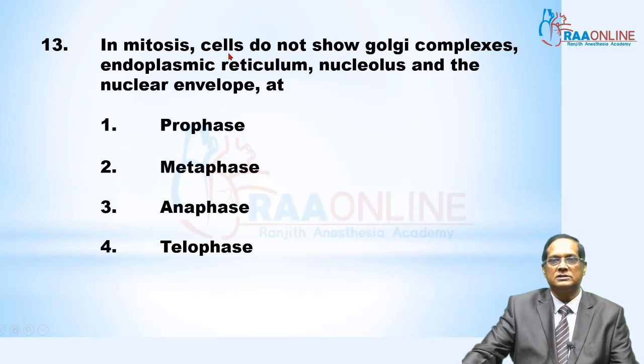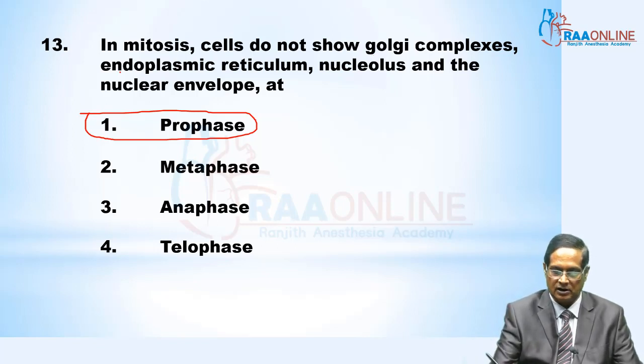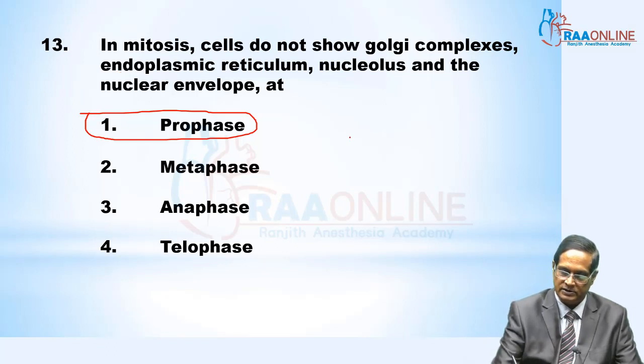13th, in mitosis the cell does not show Golgi complex, ER, nucleolus and nuclear envelope at the prophase stage. At the end of prophase, all these structures disappear. Nuclear membrane, nucleolus, Golgi complex and ER are not visible in prophase.